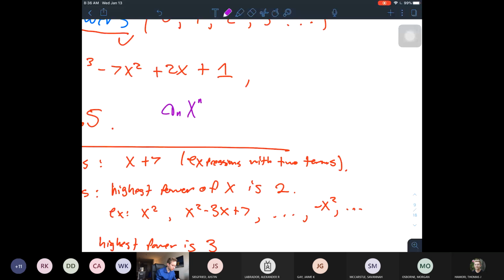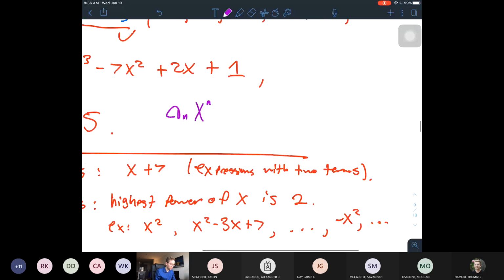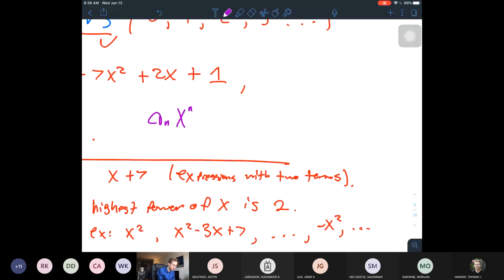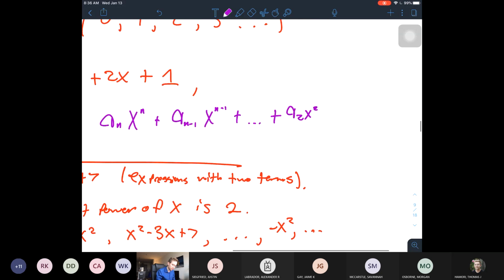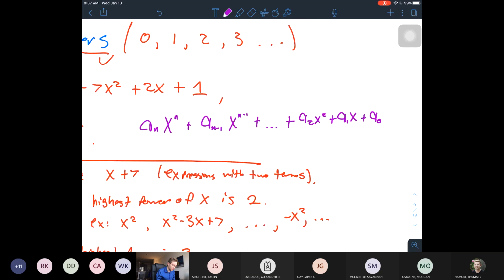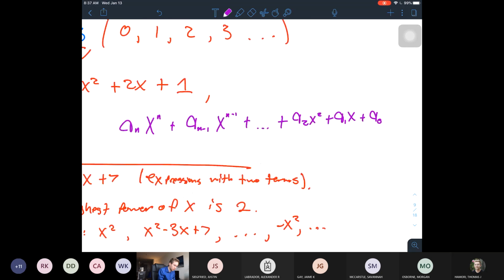Okay, so I think where I left off was I was trying to give you the general form of what a polynomial looks like. Sometimes we write a_n x to the n, where n is presumed to be some positive integer, and then we'll write plus a_(n-1) x to the power n minus 1 plus dot dot dot plus a_2 x squared plus a_1 x to the power 1 plus a_0. And this is how we'll generally write it, and we'll call this guy the leading term.